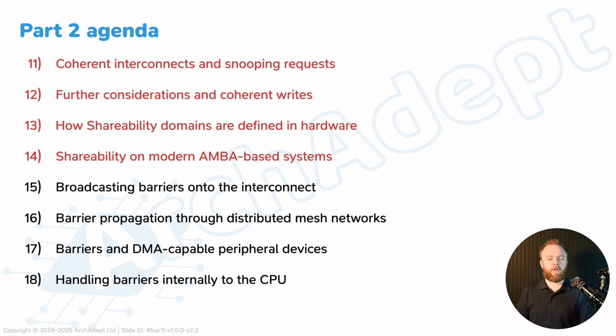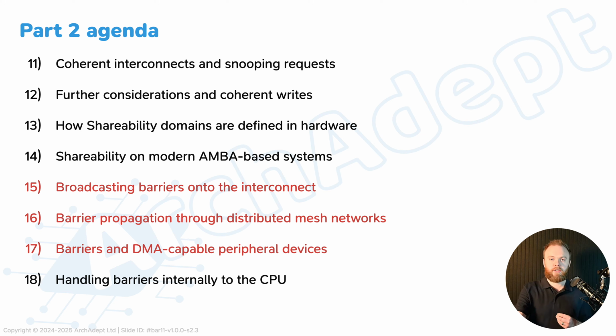In order to do this, we first need to understand how cache-coherent interconnects work, as it's the transactions flowing through the interconnect fabric that are actually being ordered by our barriers. So that's going to be the next 4 lessons. We'll then build on that understanding by exploring how barriers work when they're being broadcast onto the interconnect for it to handle on behalf of the CPU, followed finally by comparing and contrasting that to how barriers work when they're instead being handled internally to the CPU based on completion responses from the interconnect.